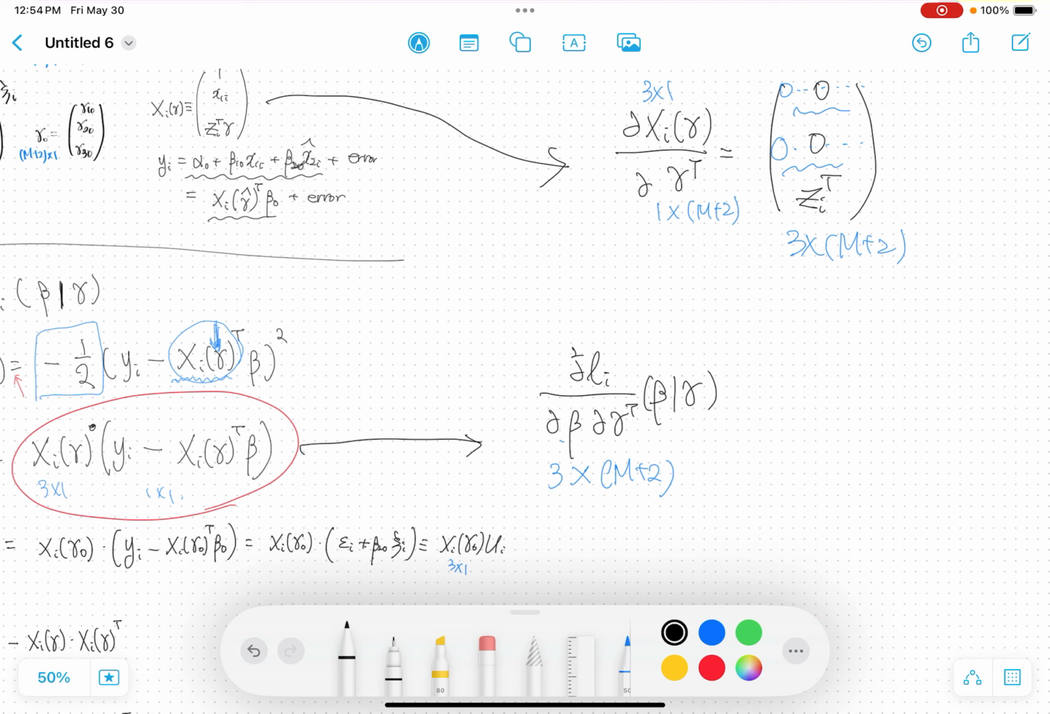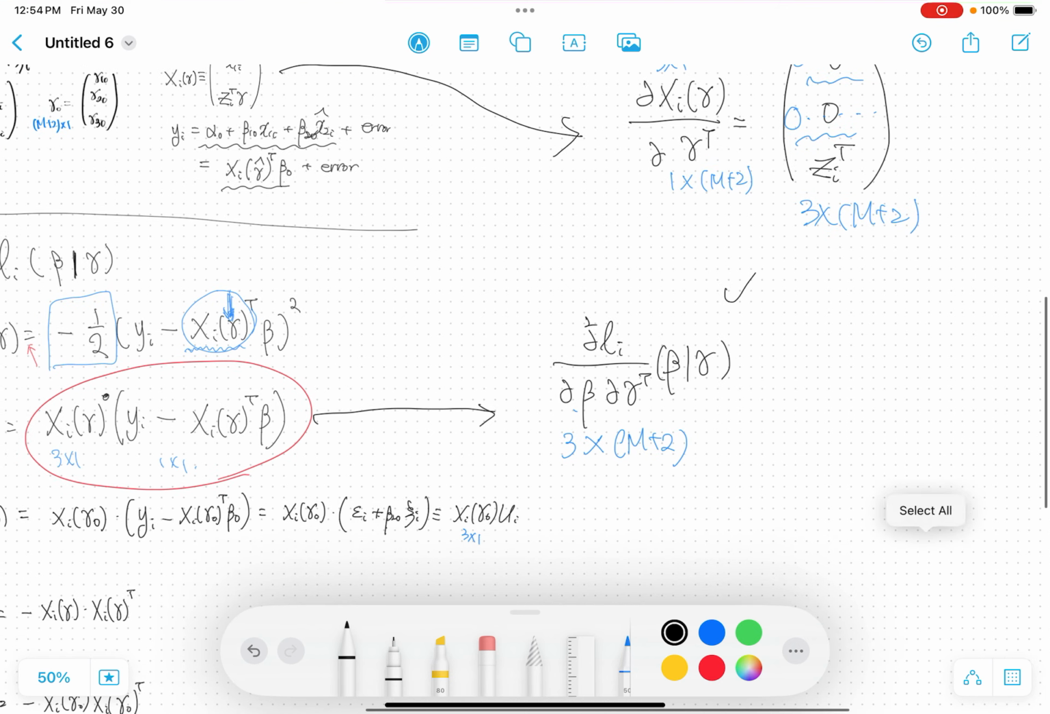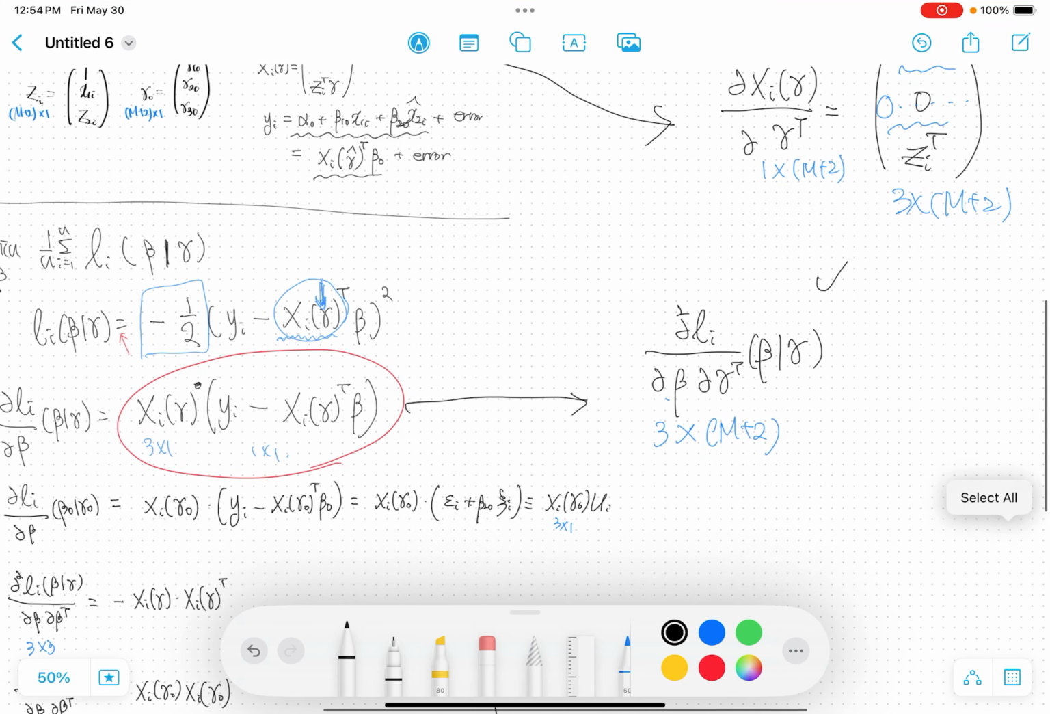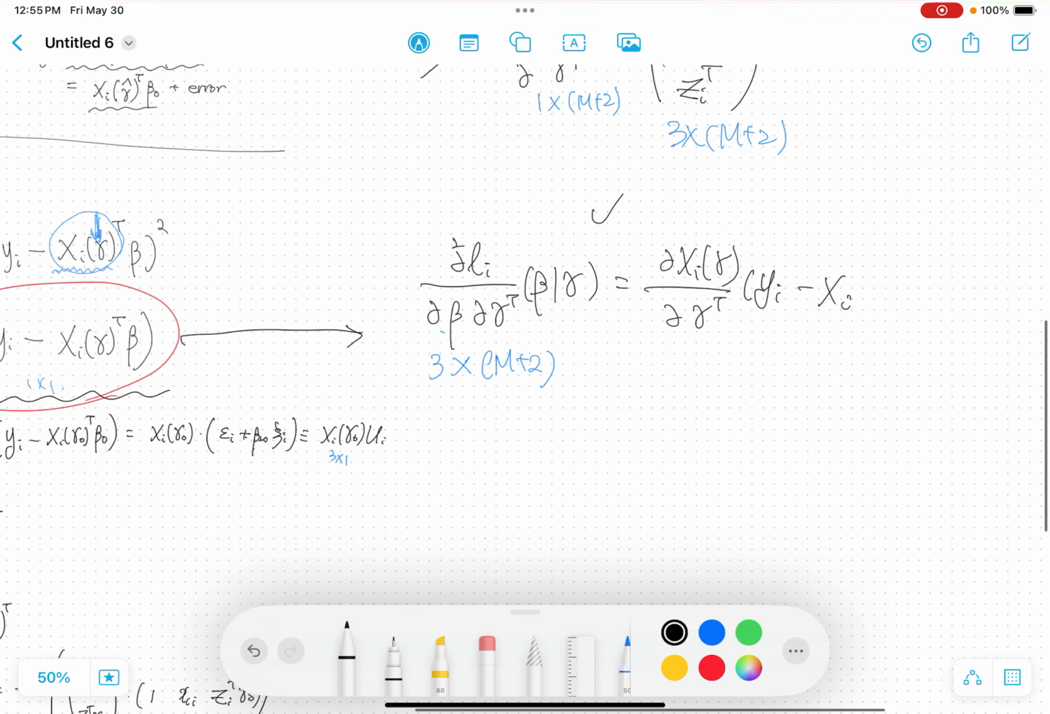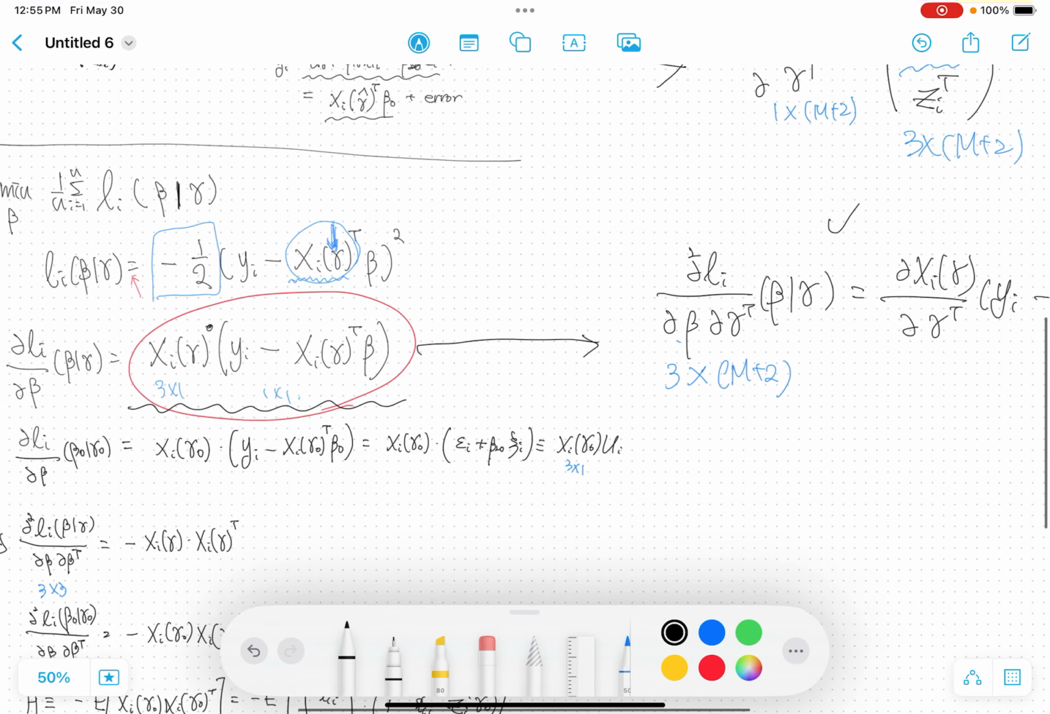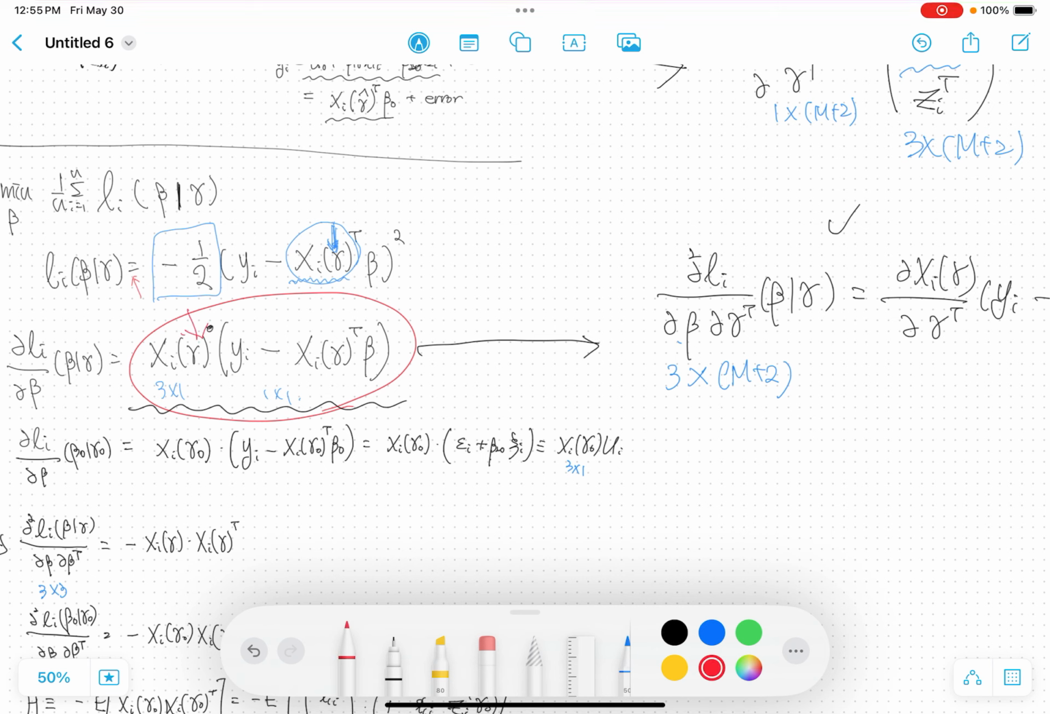And now back to the cross derivative here. When you differentiate the first derivative with respect to gamma again, first I will differentiate outside. The first term goes like this. And next, I differentiate this guy. And now next I will differentiate this guy.